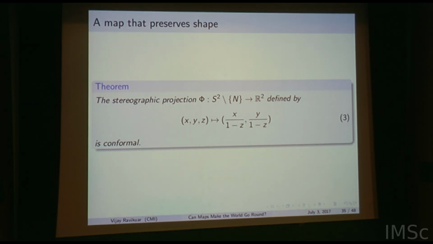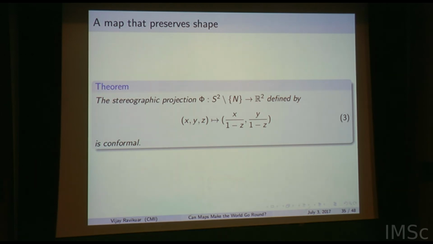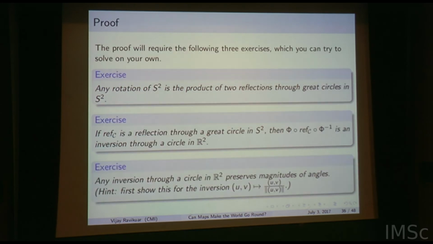So a theorem that we will quickly go through a sketch of is that this stereographic projection map is in fact conformal. It preserves angles everywhere. The proof is not as easy, it's a little bit more complicated than the other proofs that we've looked at. So if you can figure out these exercises, the proof will follow pretty easily. But these exercises will involve a little bit of computation involving this formula for the stereographic projection map. So you can try it on your own, and if you have questions, you could ask me later or tomorrow.